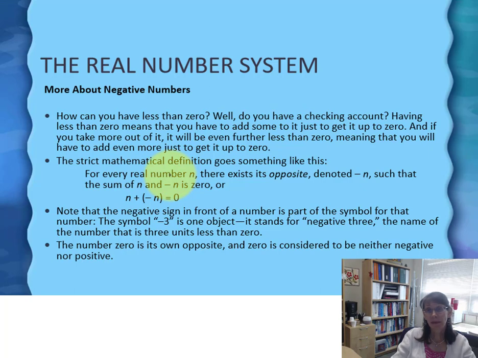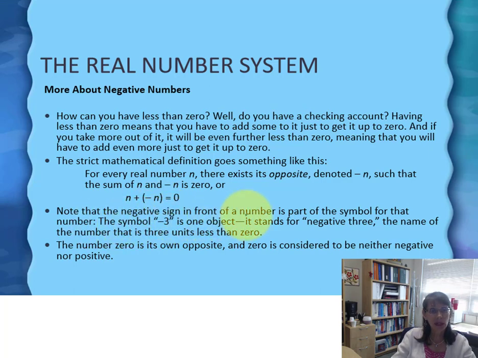The strict mathematical definition goes something like this. For every real number n, there exists an opposite denoted as negative n, so there's a minus in front of the number, such that the sum of n and negative n equals 0. Here it is written out in algebraic notation: n added to negative n equals 0.